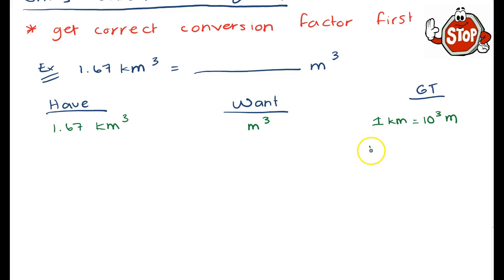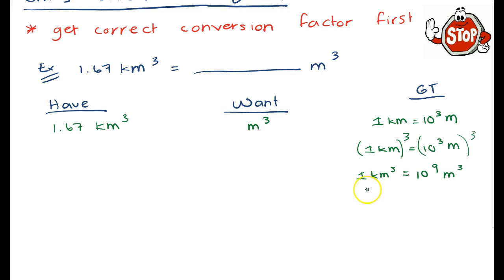So I'm going to rewrite this conversion factor. And the key that I need to make sure I do is I need to cube both sides. So I'm going to cube this whole thing. What we want to do is cube not only the number out front, but the unit. That's how we get to the units cubed. So 1 cubed is just 1 times 1 times 1. So I get 1 kilometer cubed. And then 10 to the 3 cubed, now we can multiply those. I get 10 to the 9 meters cubed.